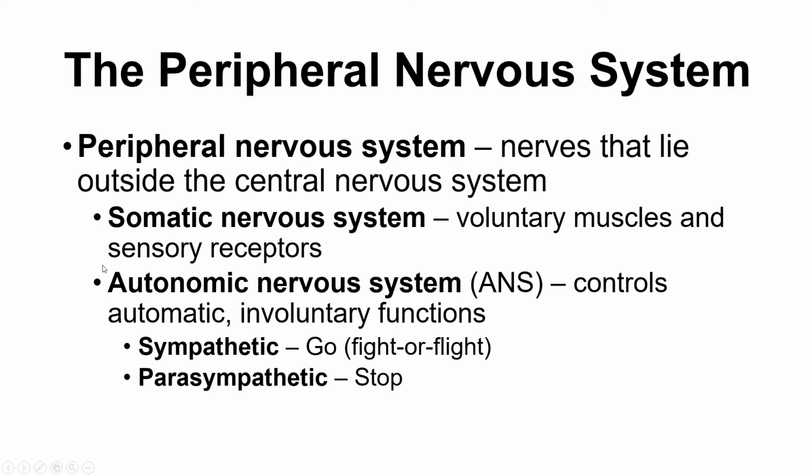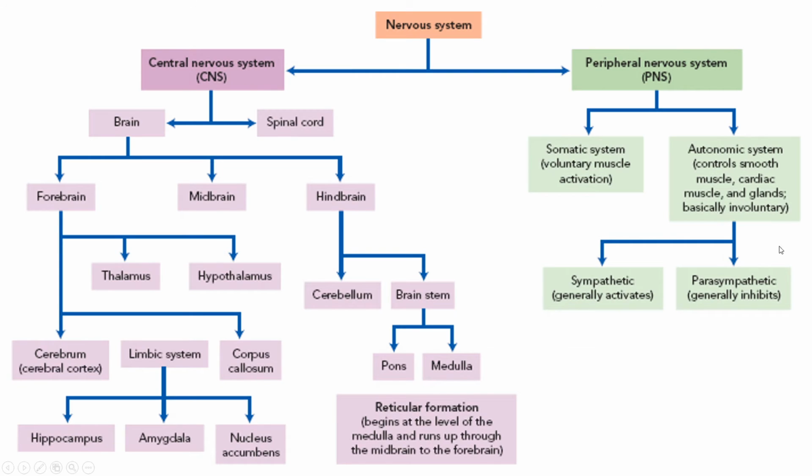The other side of that division is our autonomic nervous system. And this is what controls automatic involuntary functions. So I always remember this as the autonomic system is automatic. So the same pre-word chart. And it is our autonomic system that ends up being divided further into our sympathetic and parasympathetic systems.